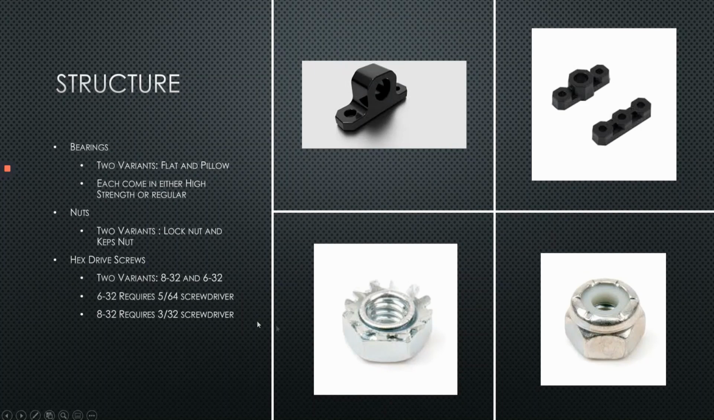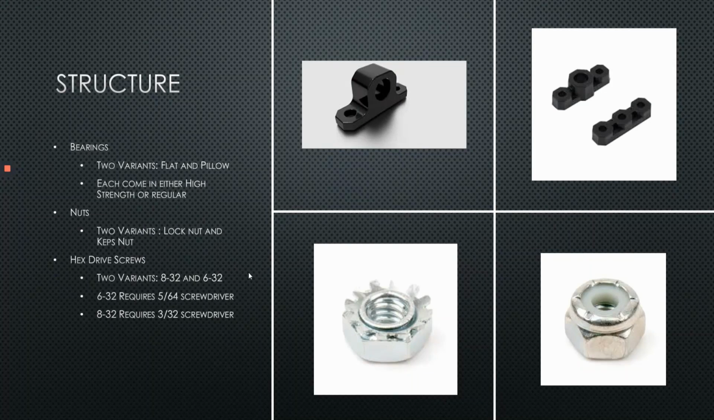The next structural part we're going to talk about is the hex drive screws. They come in two variants, the 8-32 and the 6-32. The difference between them is that the 6-32 is smaller than the 8-32. The 8-32 requires a 3/32 screwdriver, and a 6-32 requires a 5/64 screwdriver.